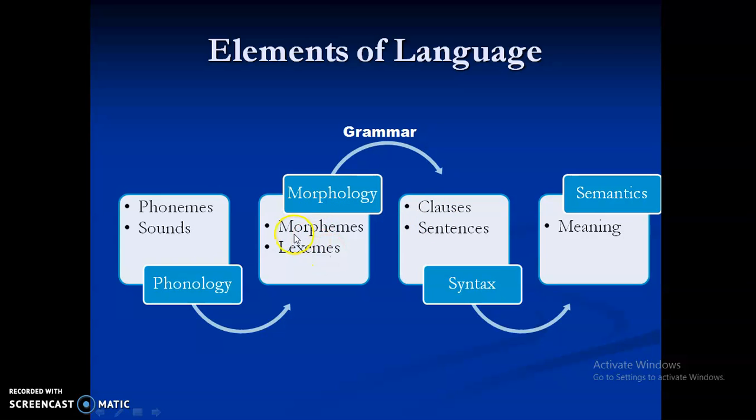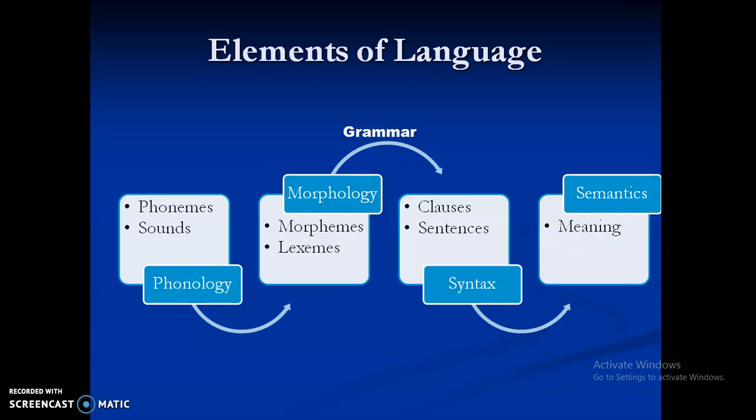And when words are joined together in a chain, we get clauses or sentences. The study of clauses or sentences is known as syntax. Both these areas, morphology and syntax, are collectively known as grammar. So grammar connects sounds or phonemes with meaning, that is the study of meaning. So these are names of branches of linguistics: phonology, morphology, syntax, and semantics.